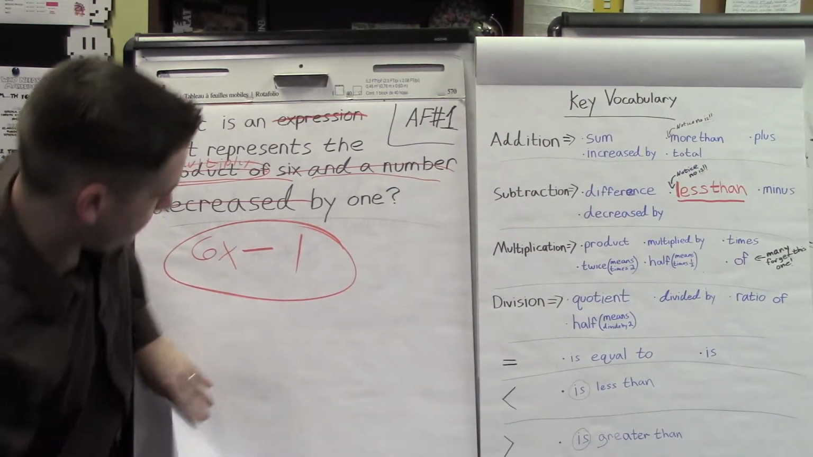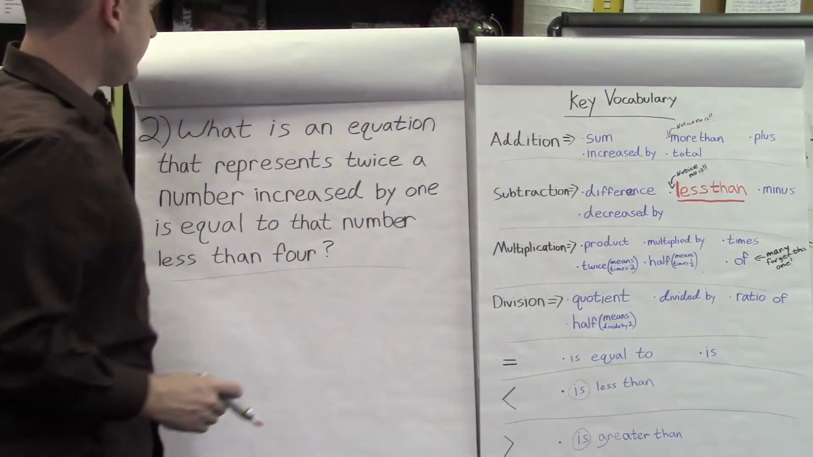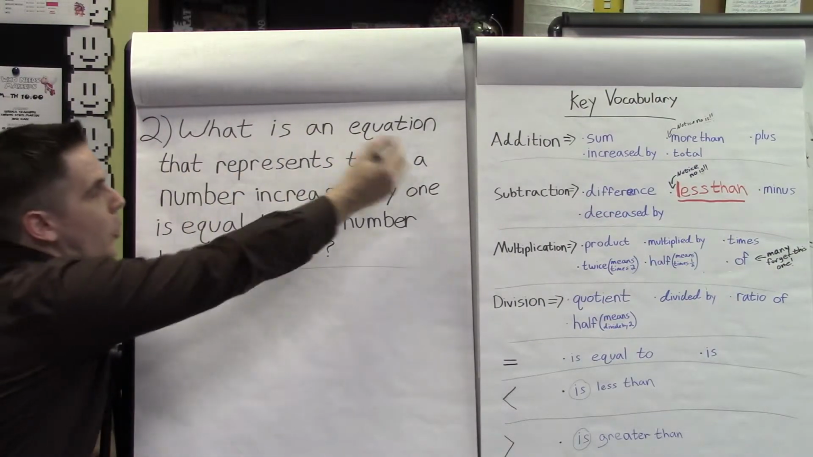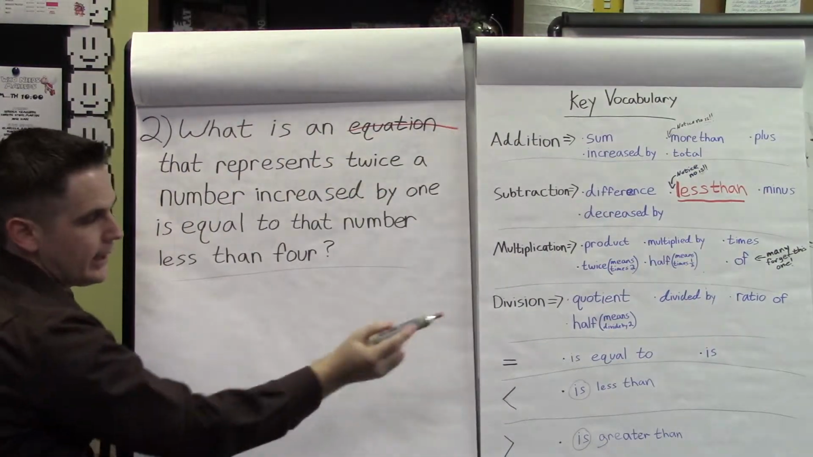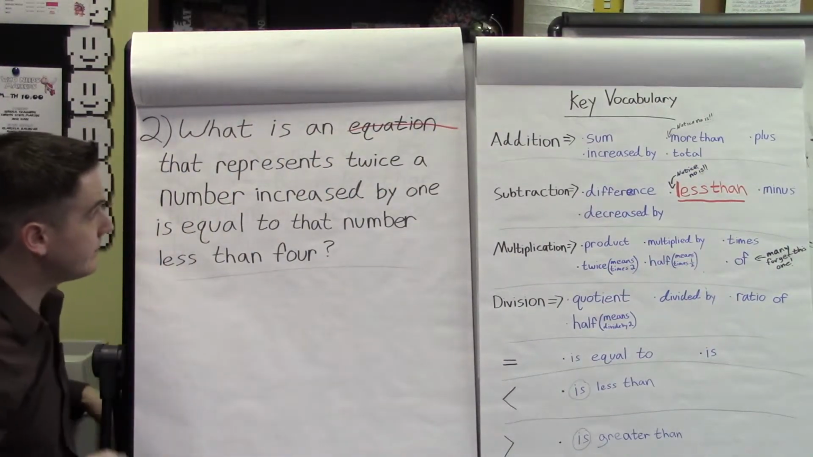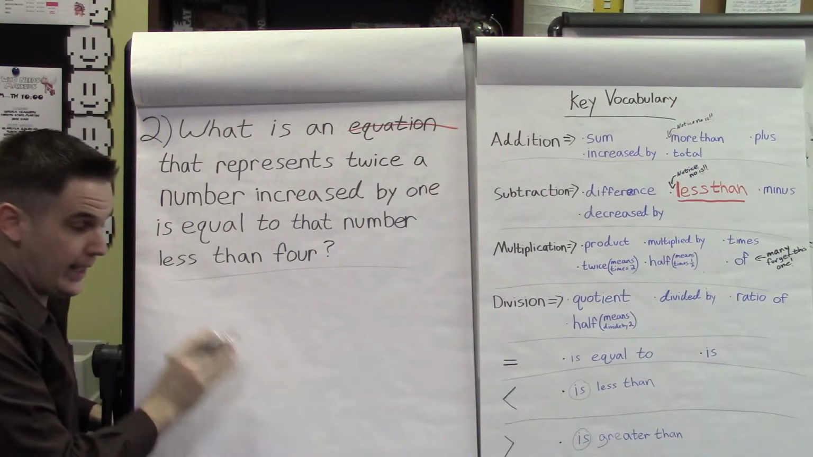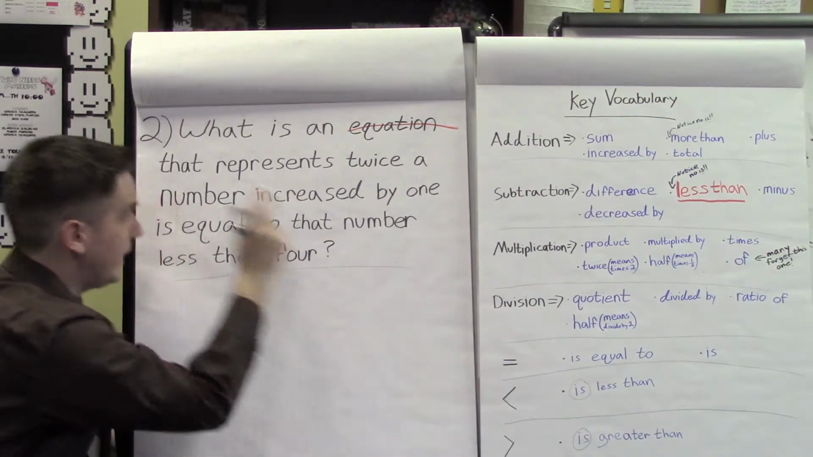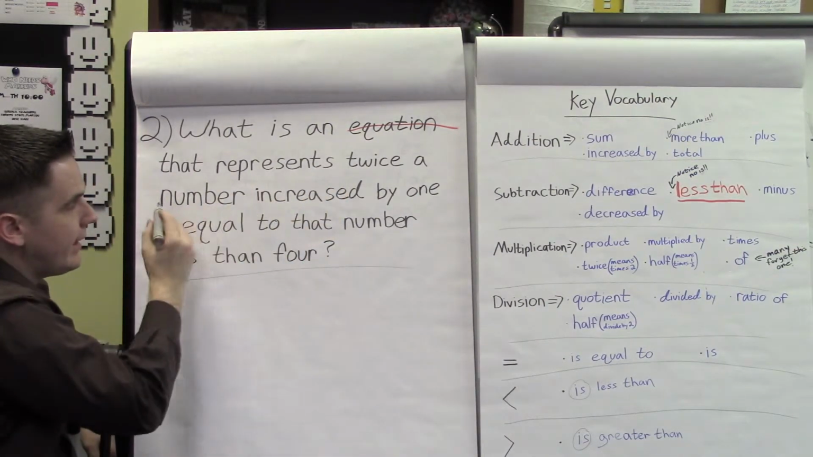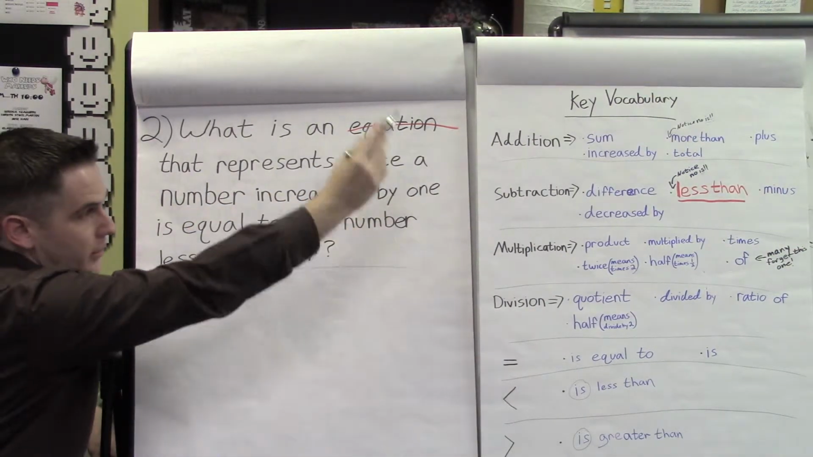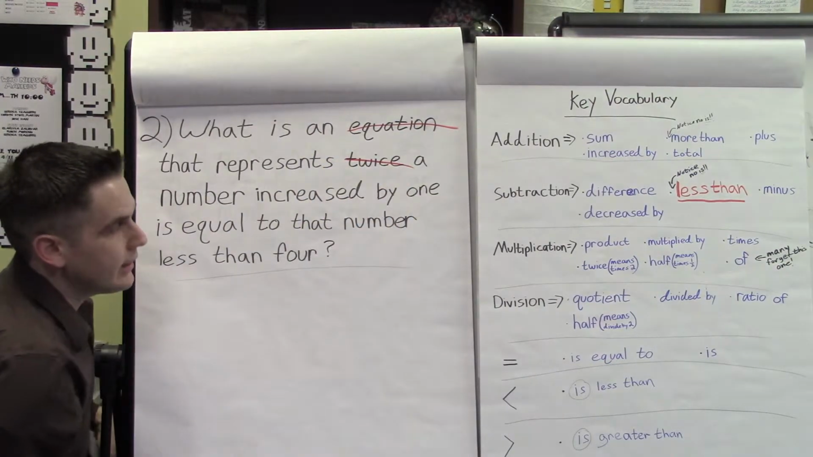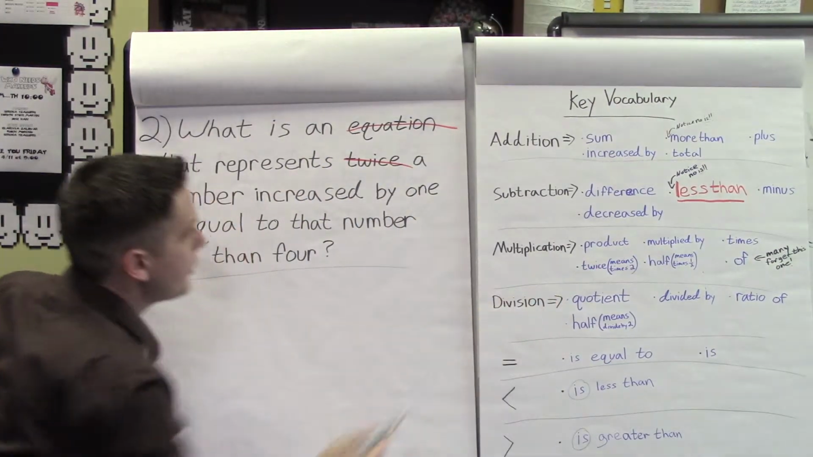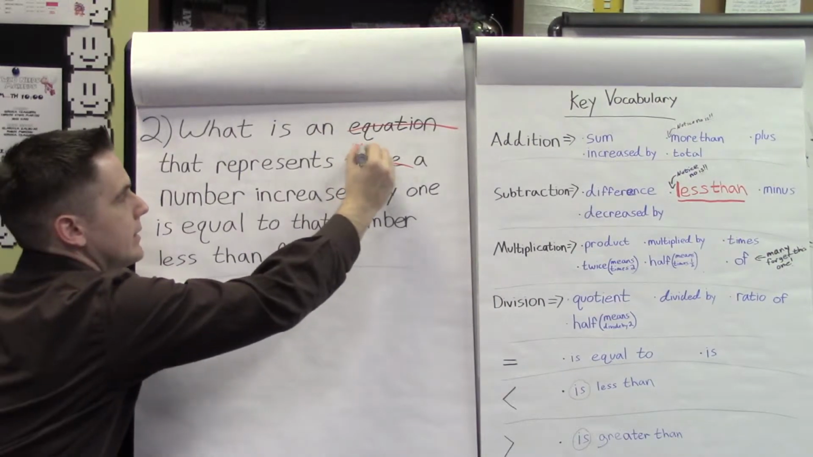Next example. What is an equation? Okay, equation means it's going to have an equal sign. Don't put the equal sign yet. It's just letting you know ahead of time there's going to be an equal sign. That represents twice a number. Okay, twice. We got one of these words over here. That means times 2.